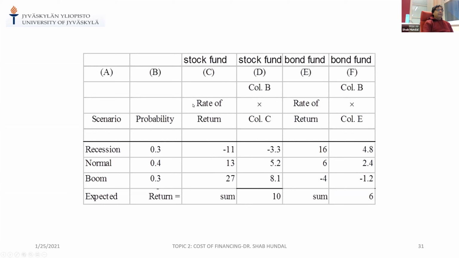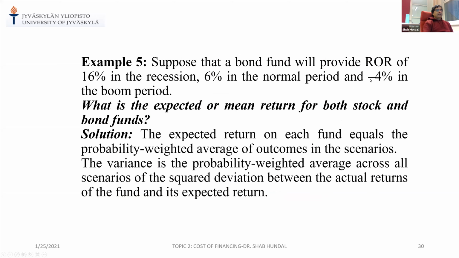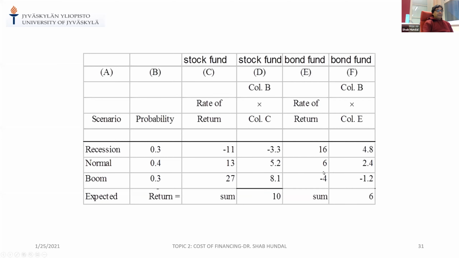And then I have the stock fund and the bond fund here. So I take the same numbers, not the same numbers, but 16, 6, and minus 4, which are here. 16, 6, and minus 4. I take it here. Okay. And then what I do, I know that the probability is 1, and then we can use some basic statistics. I would say the arithmetic average, what we do.